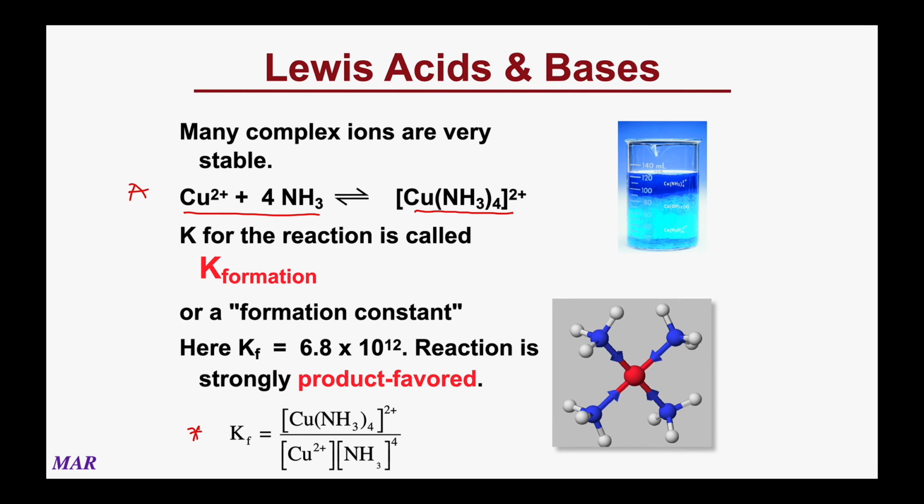Kf values are usually very, very product favored, very, very big numbers, much larger than 1. That just indicates that they're very product favored. So with a Kf this large, you know that the Cu(NH3)4 2+ is going to form if it's given the right stimulus. Very product favored means very likely to form, and formation constants are usually very product favored.